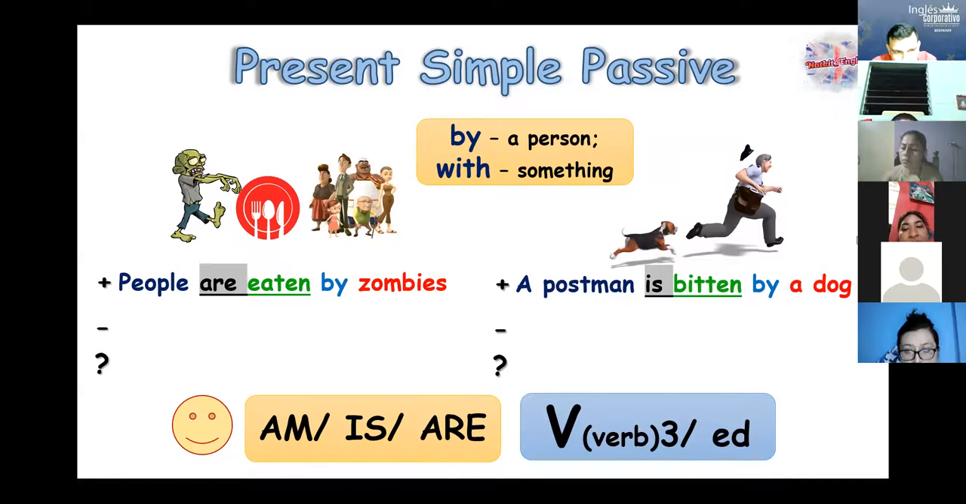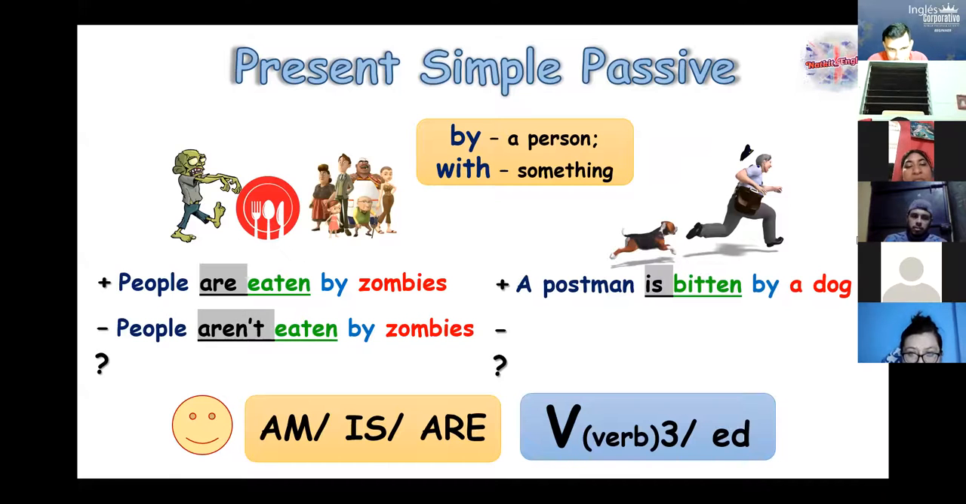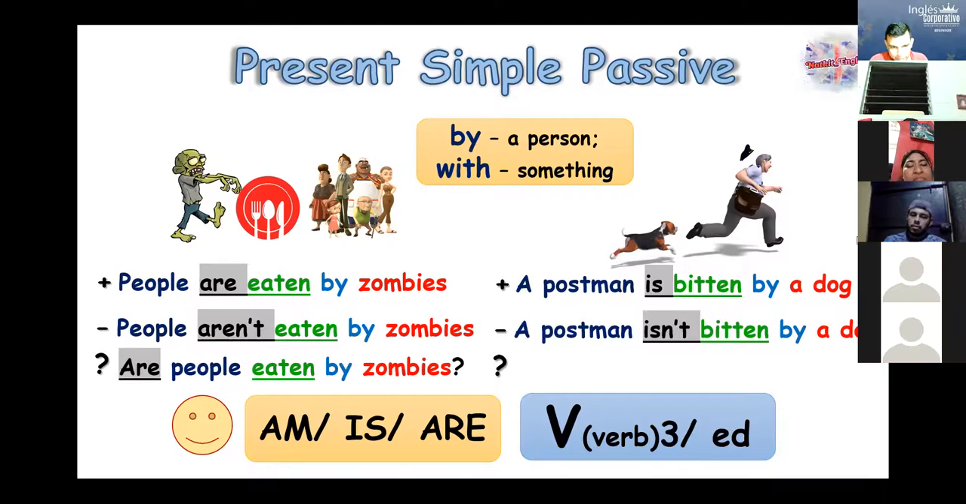Veamos cómo sería la forma negativa. People are eaten by zombies. People aren't eaten. Excellent. Aren't eaten. El verbo siempre sigue igual. Aren't eaten by zombies. ¿Cómo sería la forma pregunta? Are people eaten by zombies? ¿Son las personas comidas por los zombies? ¿O devoradas también? ¿Cómo sería la pregunta de a postman is beaten by a dog? Is a postman beaten by a dog? Very good.